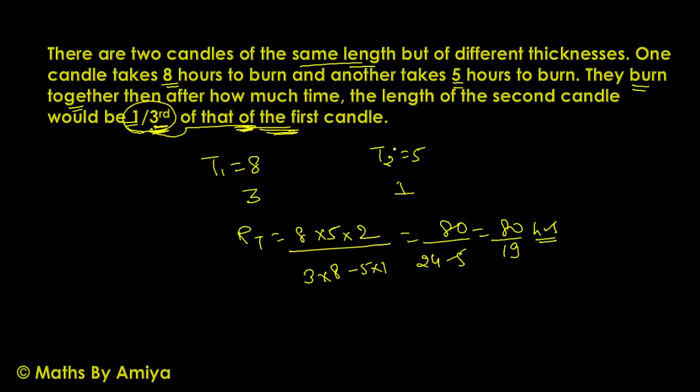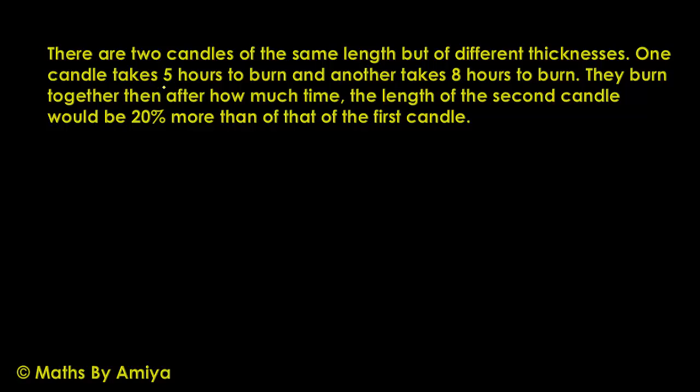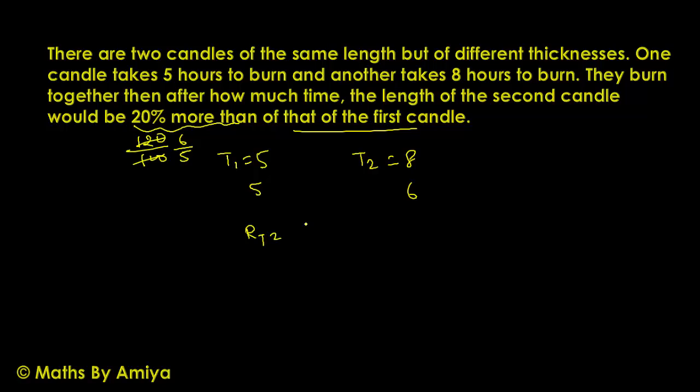Now solve another question. We have T1 is 5, T2 is 8, and 20% more than means 120 by 100, that is 6 by 5, of the first candle. So 5 goes with the first candle and 6 goes with the second candle. Our required time is T1 into T2 into 1 divided by bigger minus smaller. The product is 40, and the denominator is 48 minus 25, so it's 40 upon 23 hours, and this is our answer.